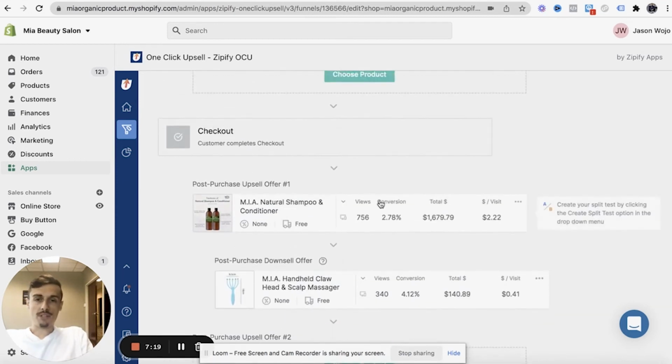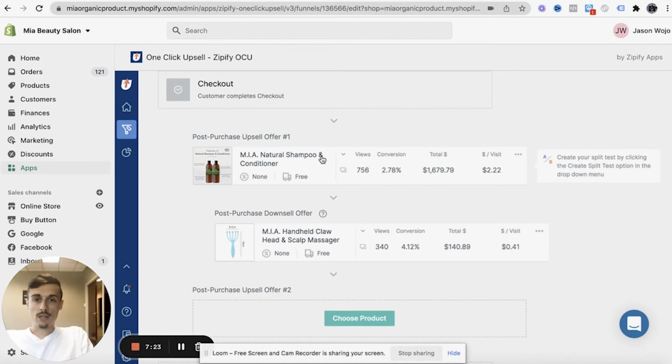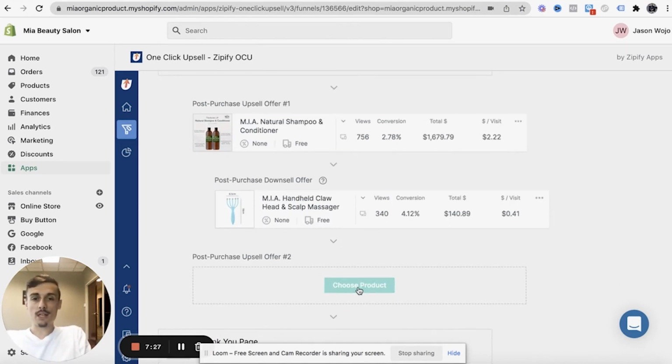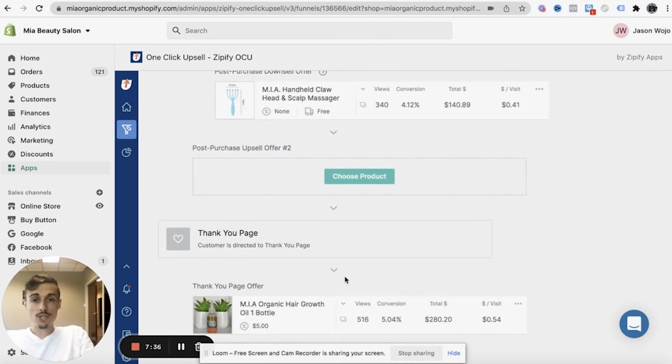So I'm going to play around with that because what it could do is this, right? You do 2 bottles right here, like, hey, get another 2 bottles. If you say no, at least get 1 bottle. And then, okay, you know what, get the shampoo and conditioner. Okay, no to that, get a discount on the shampoo and conditioner. Okay, thank you page, get the head and scalp massager. I'm going to try that variation, and then obviously I'll keep you guys posted on the results, but I feel like that increases the AOV even more.